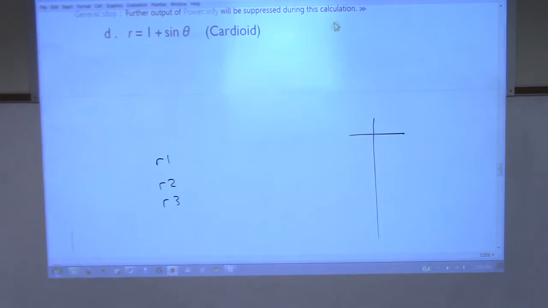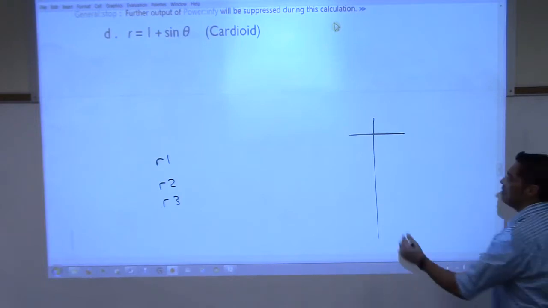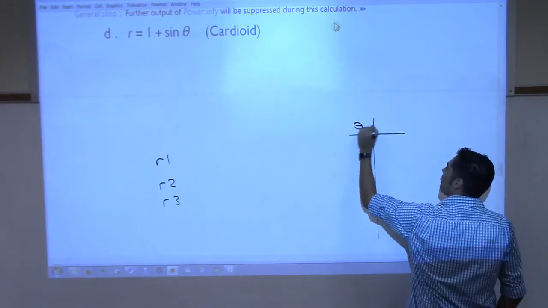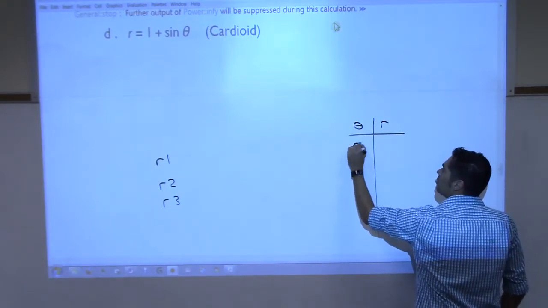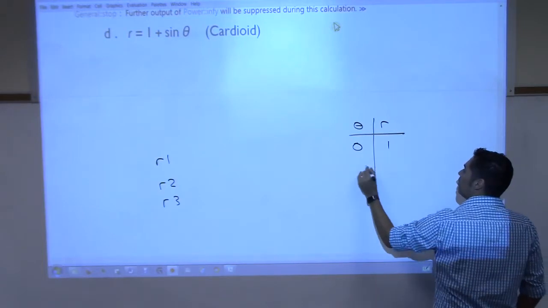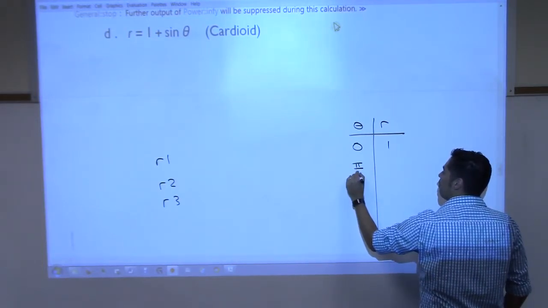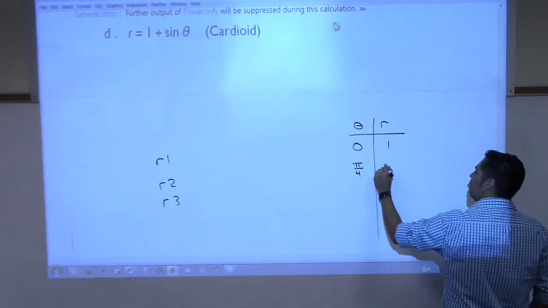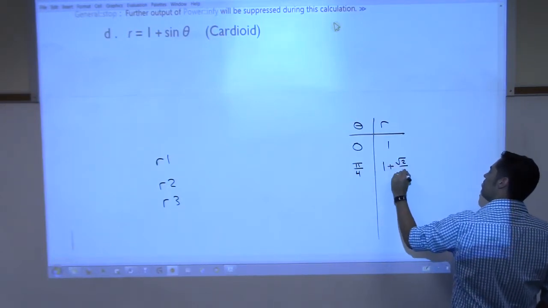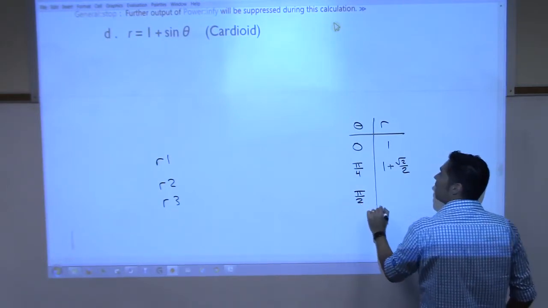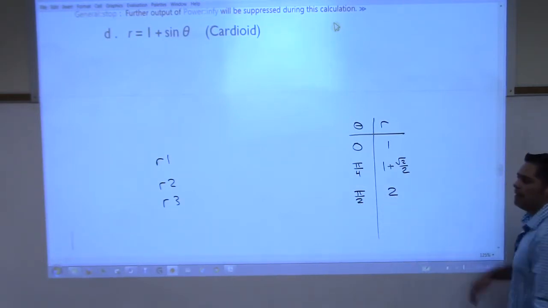Okay, I need to move on here. So let's just verify that we get this. Let's plug in some values of theta and see what we get for r. If we plug in 0, we get 1. If we plug in pi over 4, we get 1 plus root 2 over 2. If we plug in pi over 2, we get 2, and so on and so forth.